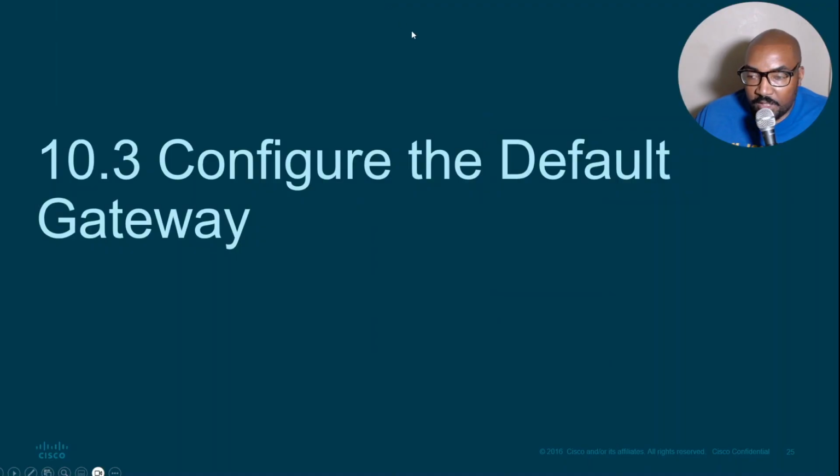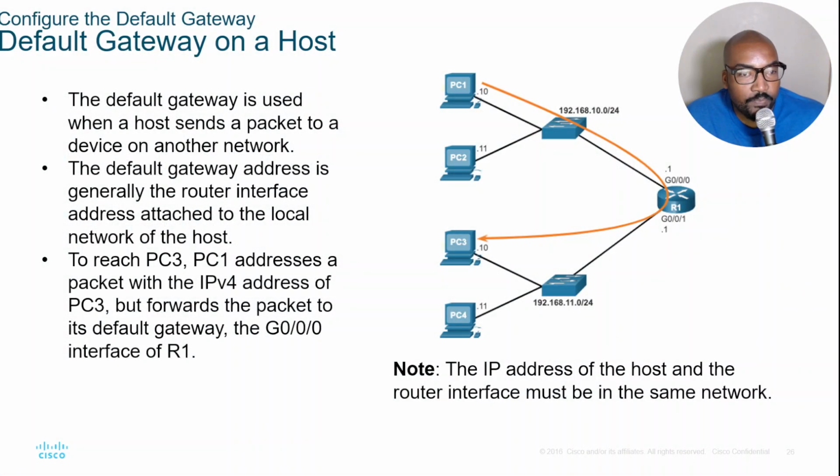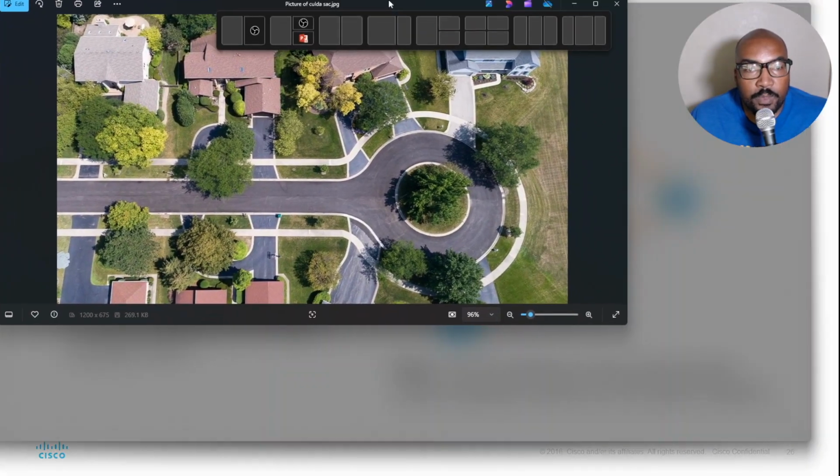Now, configure the default gateway. Before we get into that, let's get into this first, and then I'm going to show you something in a second, then we'll do a packet tracer. So the default gateway, and I'm going to give you a picture. Before we talk about the default gateway, I want to go back to this picture. See if we remember this picture here.